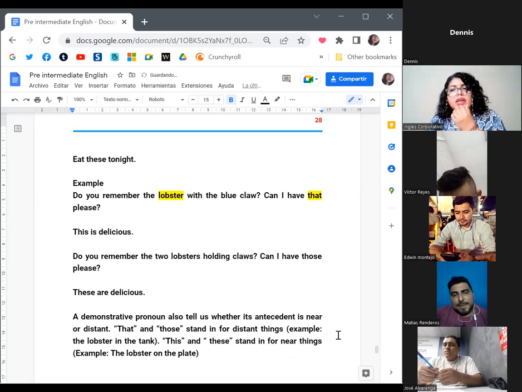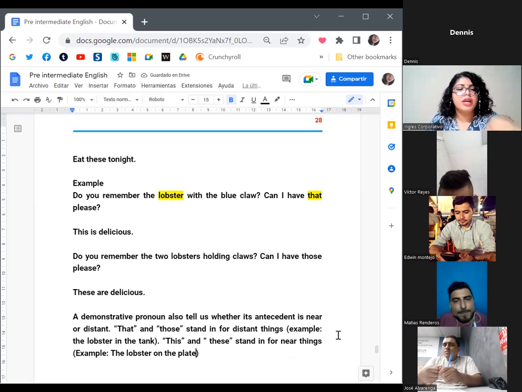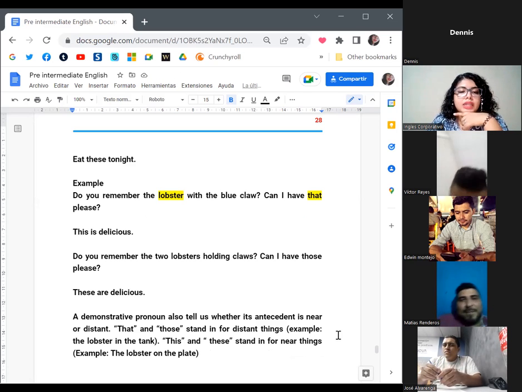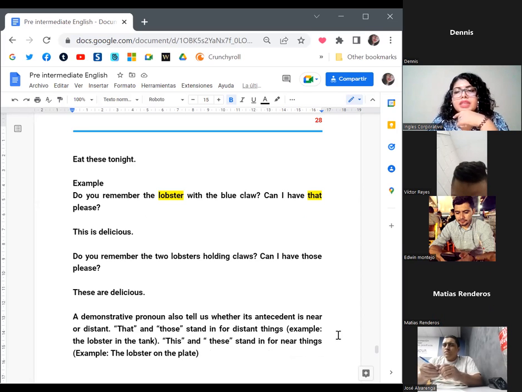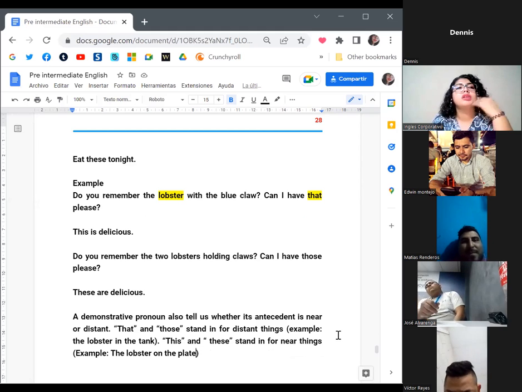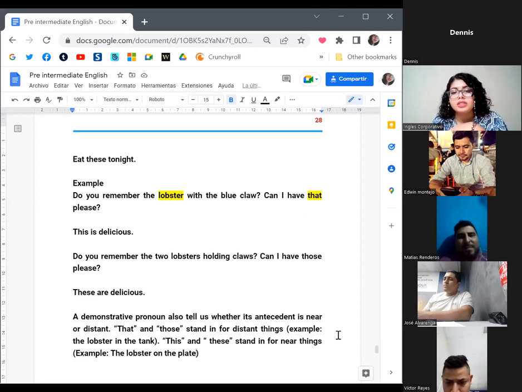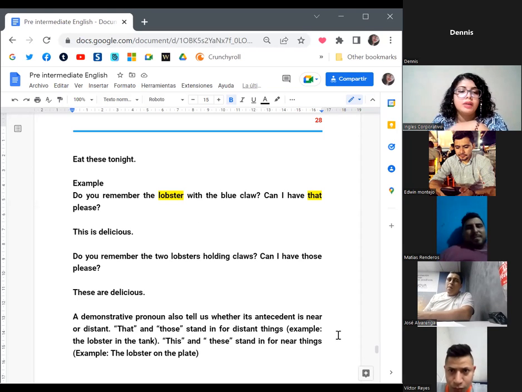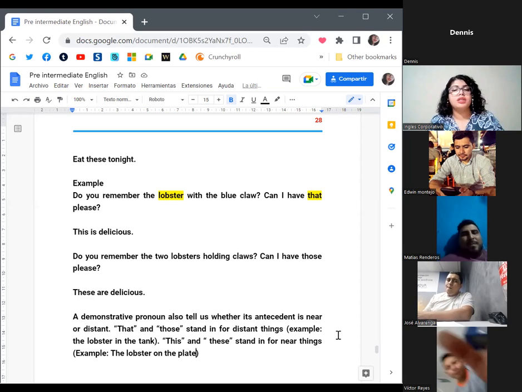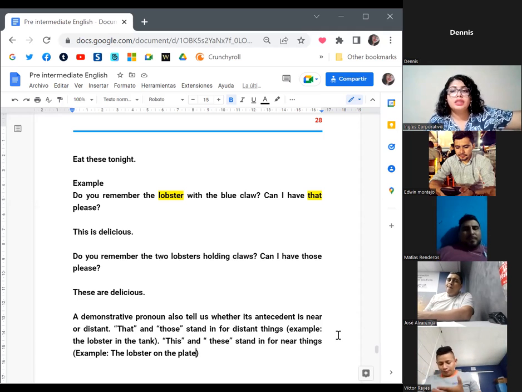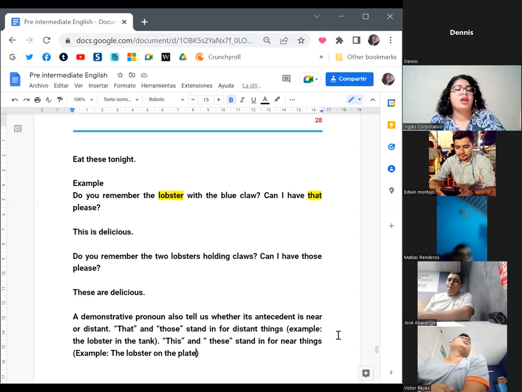So, we have that. The demonstrative pronouns that and those are for distant things. Things that we have in a kind of long distance from us. And in the example, it says the lobster in the tank, because we are sitting in some specific place and the tank is kind of far from us.